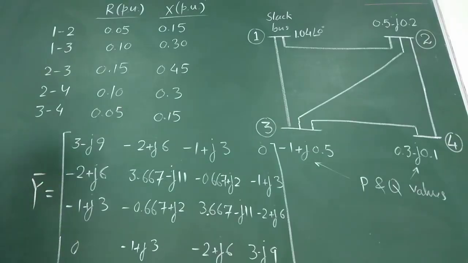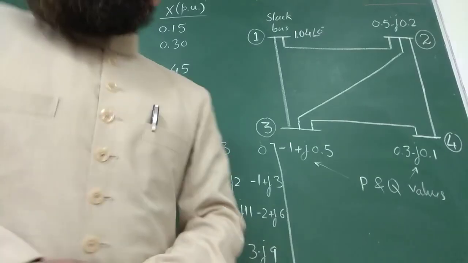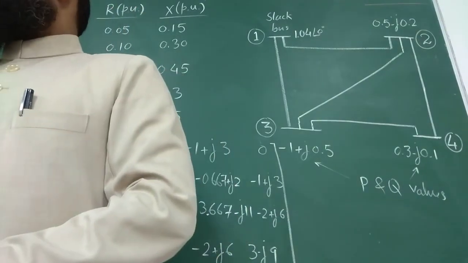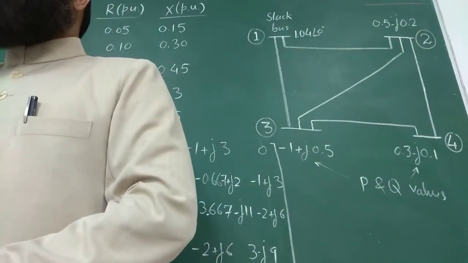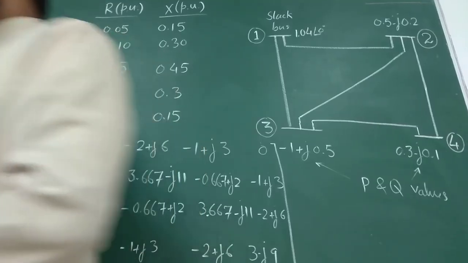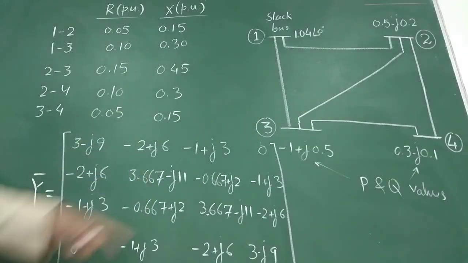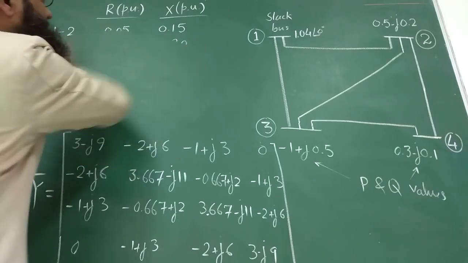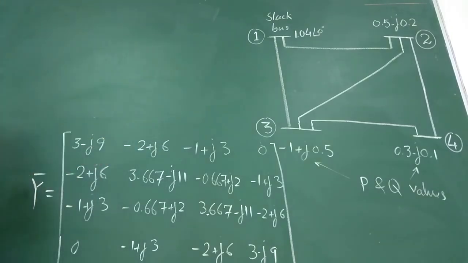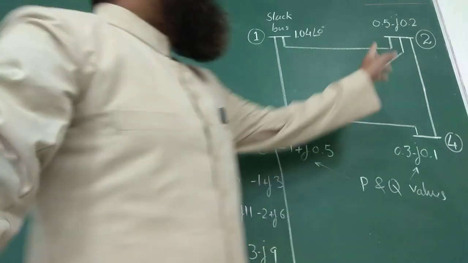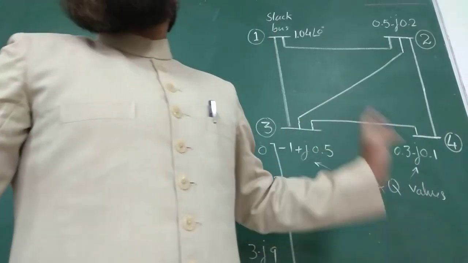Right? So the next step will be to assume initial values. Initial values of the variables, and the variables are V and delta. Just note this down, we will use it frequently. So V and delta means V2 delta 2, V3 delta 3, V4 delta 4.